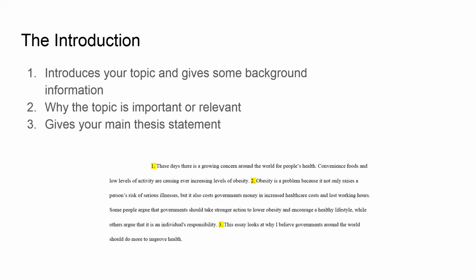Next, we're going to explain why the topic is important or relevant. Obesity is a problem because it not only raises a person's risk of illness, but it also costs governments money in increased healthcare costs and lost working hours. Some people argue that governments should take stronger action to lower obesity and encourage a healthy lifestyle, while others argue that it's an individual's responsibility. Okay, so this is, again, developing our context and explaining why the topic is important or relevant.